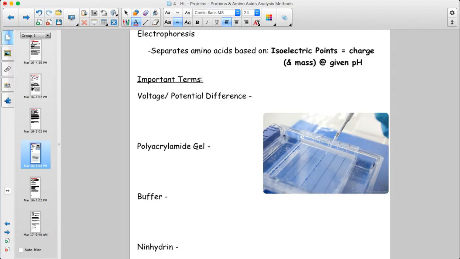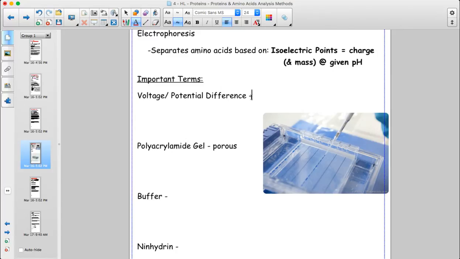It's run on this special kind of gel, which is sort of like a porous substance. So there are kind of holes and channels throughout it, so that the given amino acids can move through it. But because of those holes, the size of the amino acid is going to matter. So small ones will be able to move through it more quickly than large ones. So that's why I mentioned mass up here.